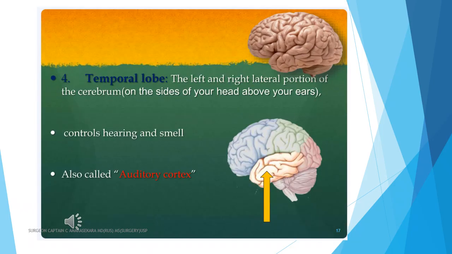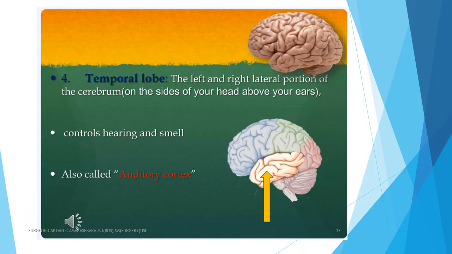Temporal lobe, the auditory cortex and memory gateways. Now we turn to the temporal lobe, the lateral portion of the cerebrum, positioned above the ears and highlighted here with these arrows in our diagram.